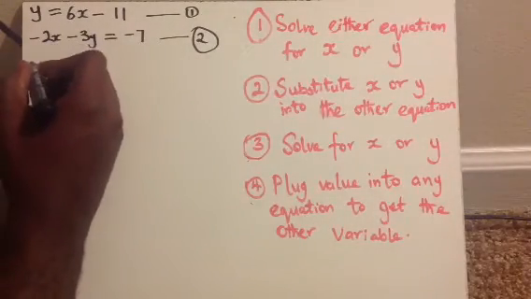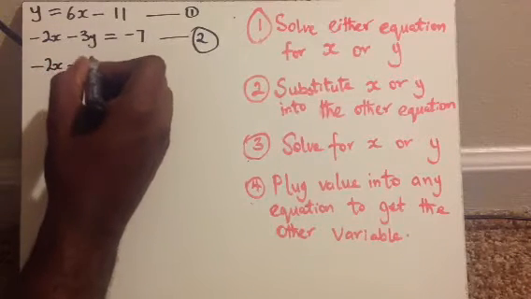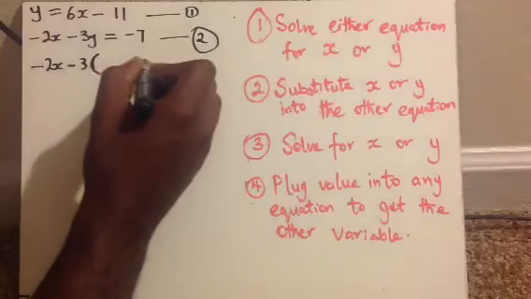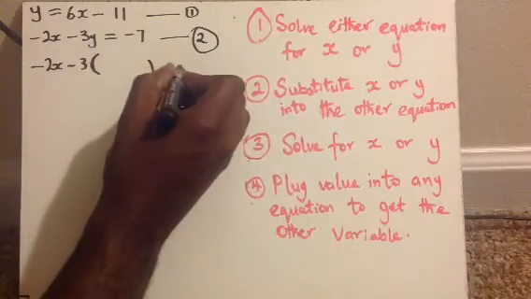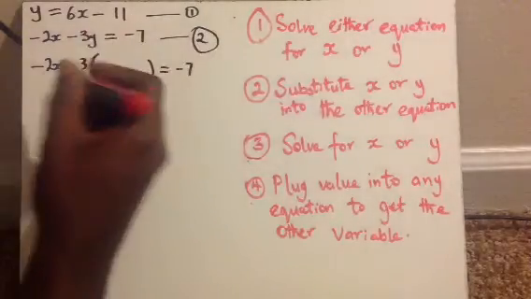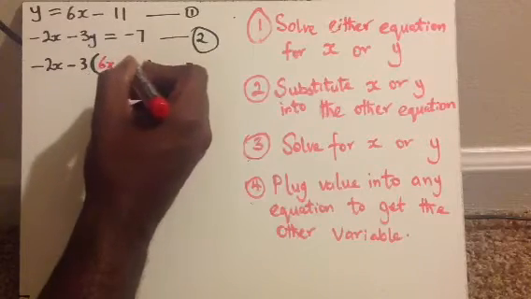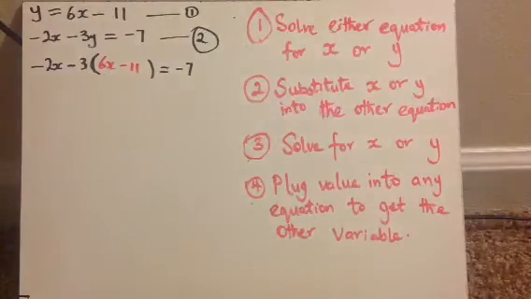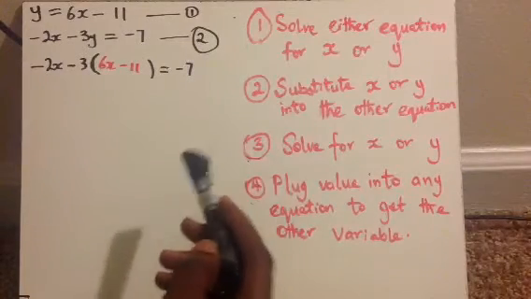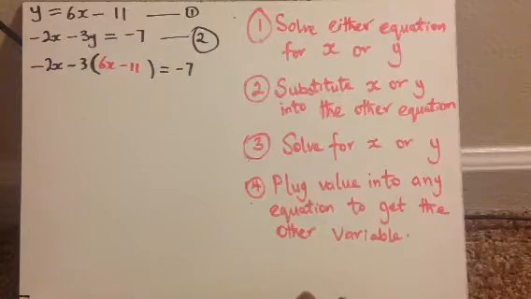So we have minus 2x minus 3. Let's put a big parenthesis here for right now. Equals minus 7. Now inside the parenthesis, we substitute the value we have for y, which will be 6x minus 11. So the second condition has been met. So we could go to the third condition, which says solve for x or y.